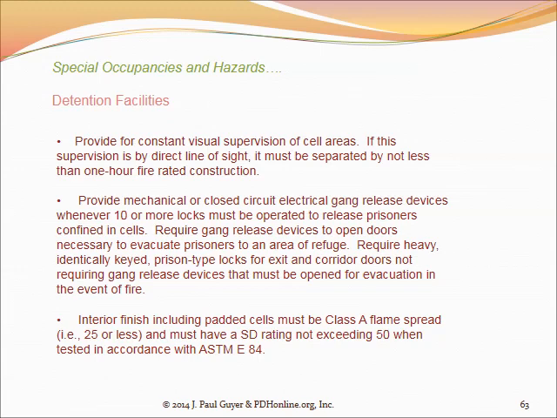The interior finish of cells, including padded cells, must be Class A flame spread and must have an SD rating, a smoke development rating, not exceeding 50, in accordance with the methodology in ASTM E84. This is part of the overall strategy of maintaining the prisoners in their cells and using finished materials that are not flammable, do not have a high flame spread rating, and do not have a high smoke development rating, so that the prisoners can remain in their cells.